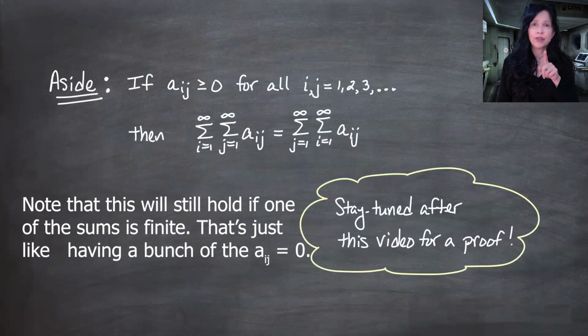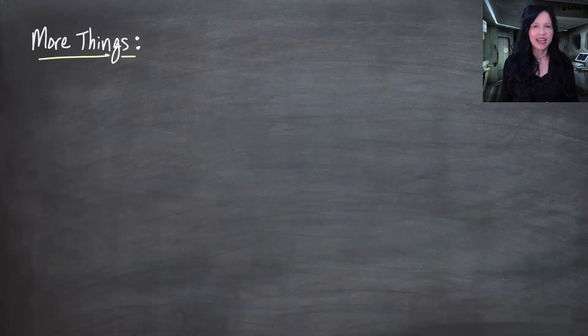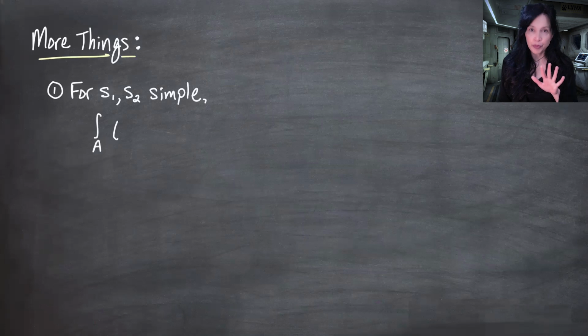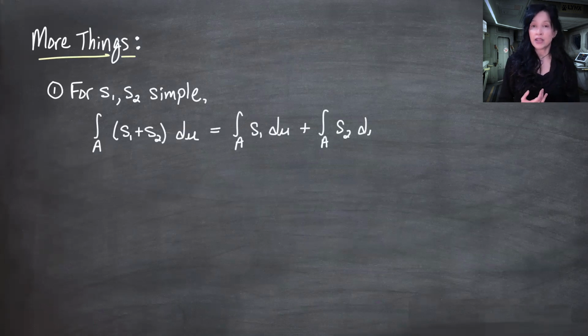I have 2 more things I want to put in a list. I'm going to call this more things. Number 1, I'm going to leave this for you to prove if you care, and that is if S1 and S2 are simple functions, the integral with respect to mu over any set A of the sum is the sum of the integrals. Totally straightforward.